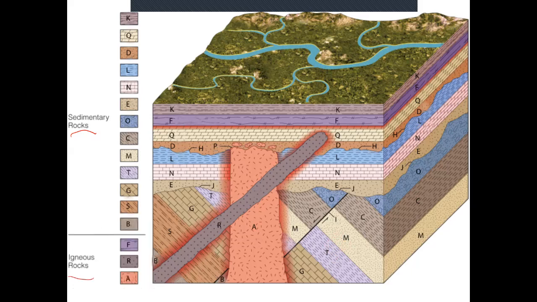So superposition tells us the deepest rocks are the oldest. So if we go deep, we see there's B, right? That's the oldest. So B is the oldest, so we're at a 1 there. And then on top of that is the next youngest. So B, then S. Then G. Then T.